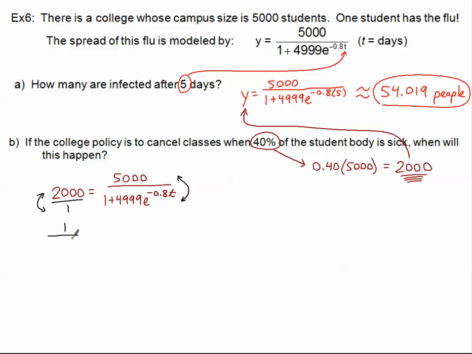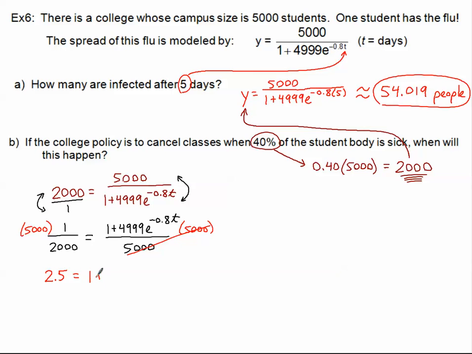That's just one little quick thing that I'm going to do. I'm going to do 1 divided by 2,000 equals the 1 plus 4,999 e to the negative 0.8 t divided by 5,000. I'm just going to take the reciprocal of both sides, and therefore my variable is up in the numerator. I like that. I'm going to get rid of this 5,000. Since it's in the denominator, I'm going to multiply it away. So I'm multiplying by 5,000. 5,000 divided by 2,000, I can cancel out all of the zeros, and I get 5 halves, which I might just change to 2.5 just to make it easier to plug in.